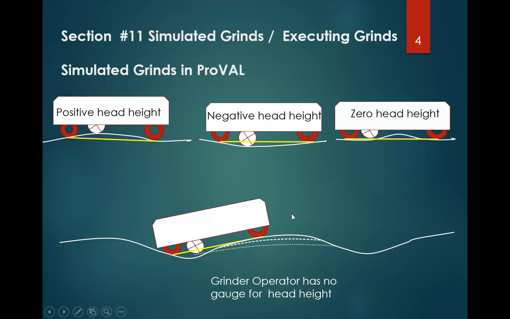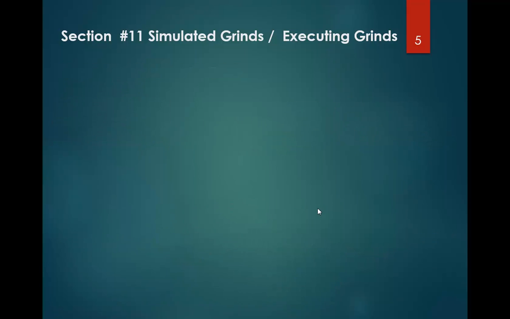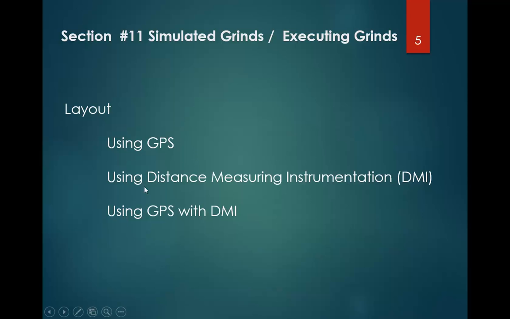Now we'll talk about layout using GPS, DMIs, and a combination of both. In most cases, when a grinder is out in the field, they'll have somebody laying out the locations of these start and stop locations by GPS. Every one of these inertial profile files has GPS coordinates embedded in it. So if you say you're going to be at station 1,000 feet, there's a coordinate for that. If we say the grind starts at 1,000 and ends at 1,005, there's a coordinate for both those points. They can drive right up to those points and lay them out.